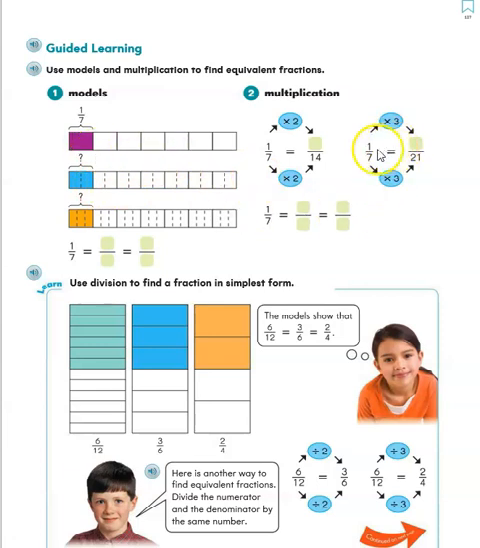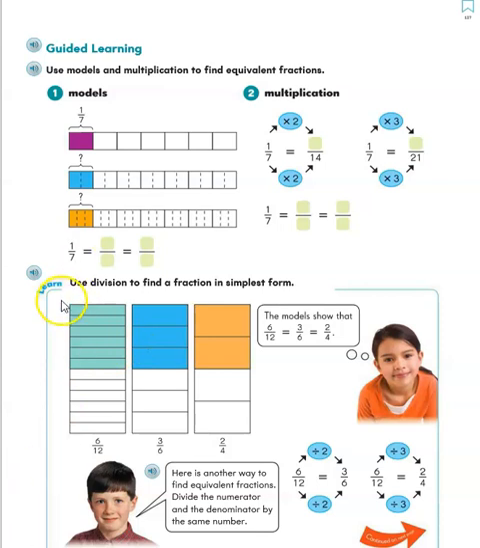Now we're going to multiply 1/7 by 3. So we have 1 times 3 is 3, and 7 times 3 is 21. So that is showing us this bar down here. Seems like a lot easier way to find equivalent fractions, don't you think, guys?